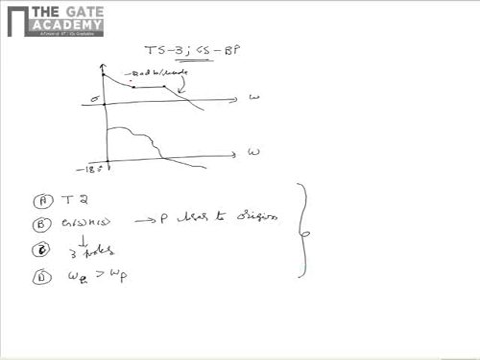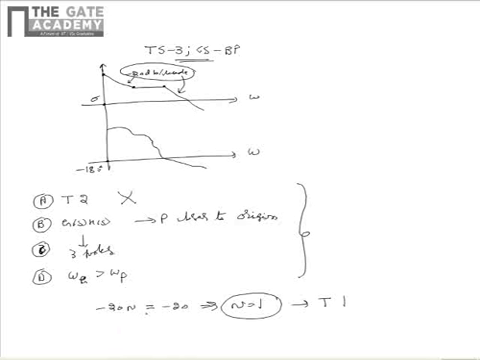From the given data, we see that the initial decay of the Bode plot is -20 dB per decade. So we know that if a system is of type n, the initial decay will be -20n dB per decade, and this is equal to -20 dB per decade. From this, we can say that n is equal to 1. So the system is type 1 system. So option A is not correct.